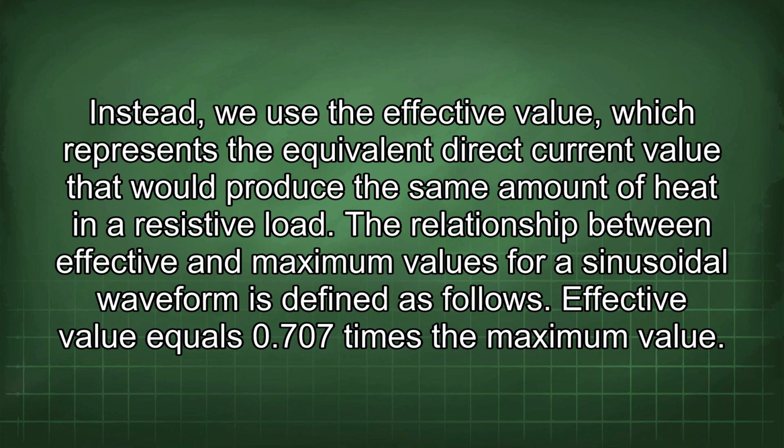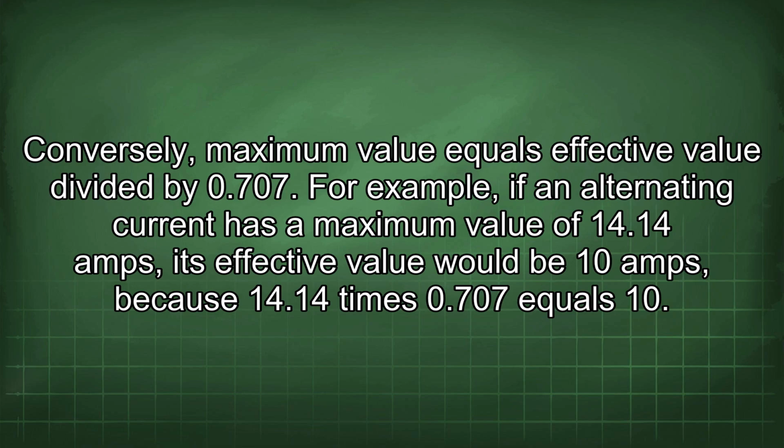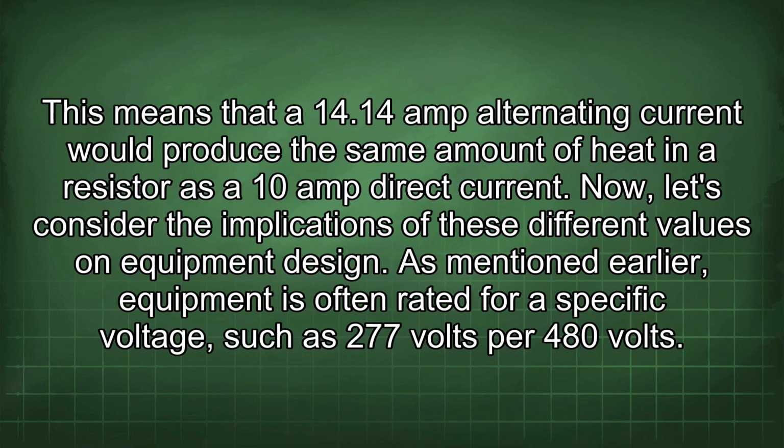The relationship between effective and maximum values for a sinusoidal waveform is defined as follows. Effective value equals 0.707 times the maximum value. Conversely, maximum value equals effective value divided by 0.707. For example, if an alternating current has a maximum value of 14.14 amps, its effective value would be 10 amps because 14.14 times 0.707 equals 10. This means that a 14.14 amp alternating current would produce the same amount of heat in a resistor as a 10 amp direct current.